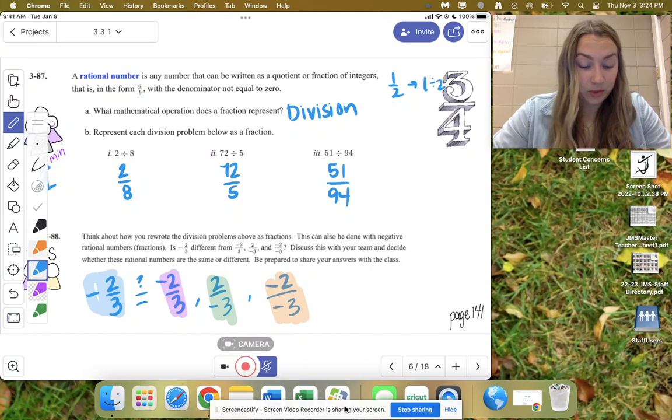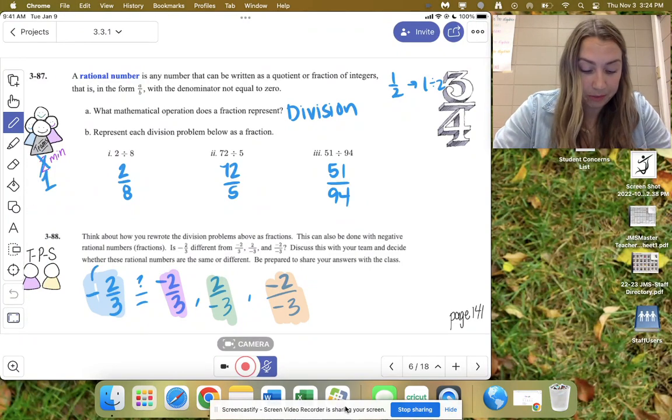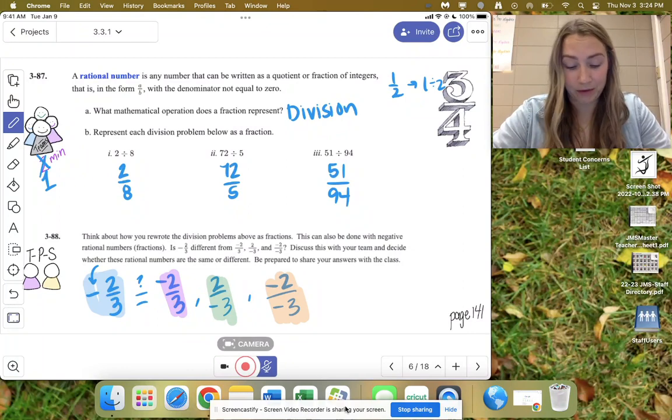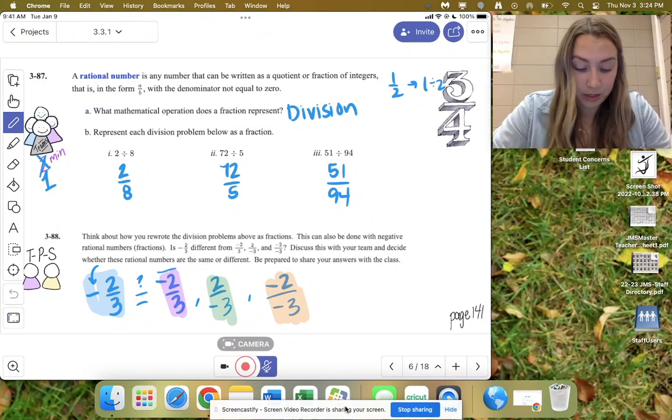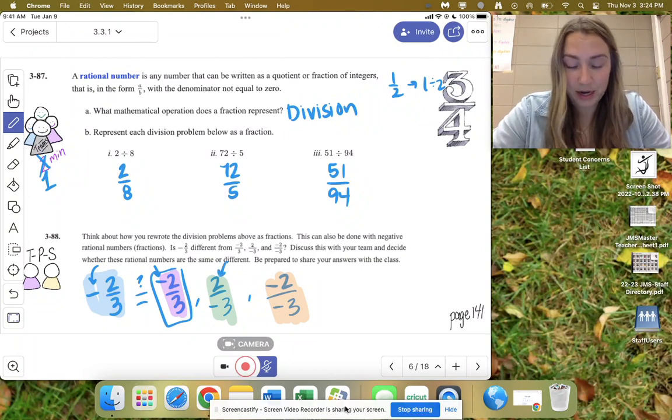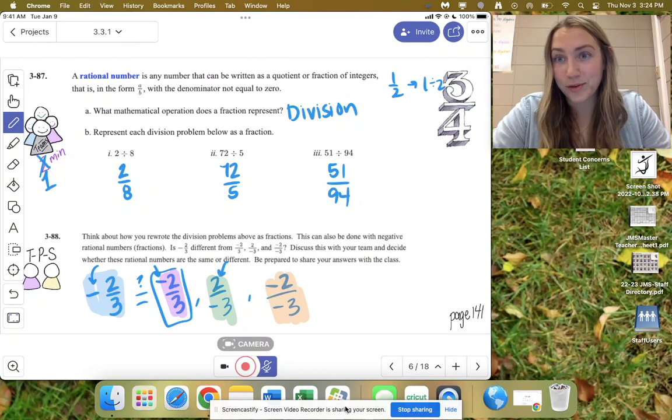All right, so negative 2/3 is how I would read this one, and that just means that the whole fraction is negative. Okay, for this first one here, we have negative 2/3. The negative is up top. We definitely are able to do that. If I did negative 2 divided by 3, I would get negative 2/3. For this one, if I did 2 divided by negative 3, I would get negative 2/3.